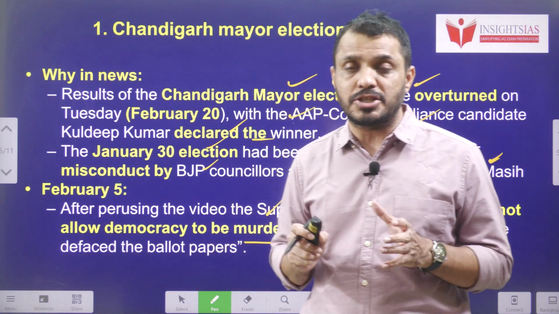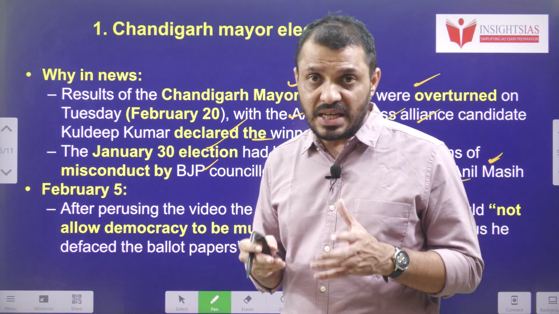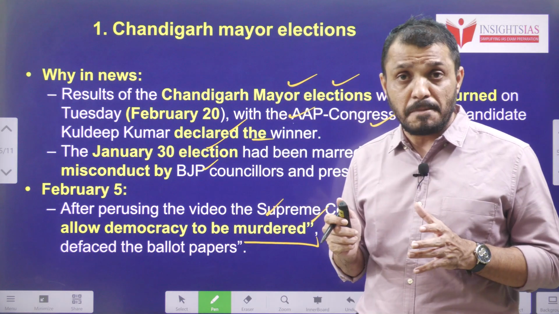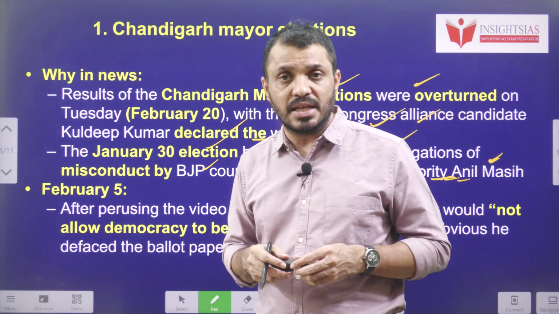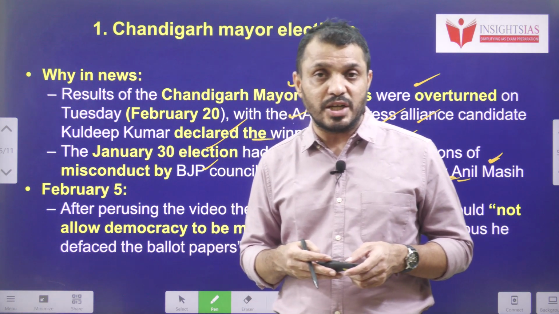So this is regarding the Chandigarh election and Article 142 clause 1, and how the Supreme Court cancelled the Chandigarh election, what the strength of the two parties is, and why this controversy arose. Article 142 clause 1 and clause 2, both we discussed. So this is the detailed analysis regarding the Chandigarh Mayor Election and the Supreme Court intervention in the form of Article 142 clause 1.